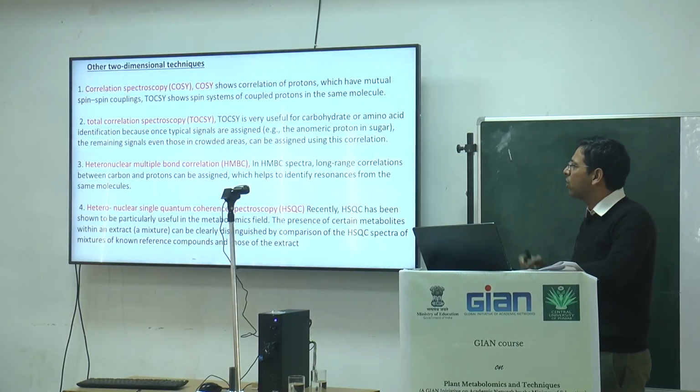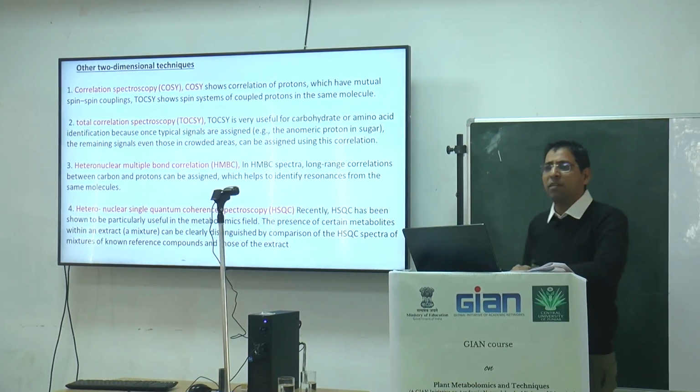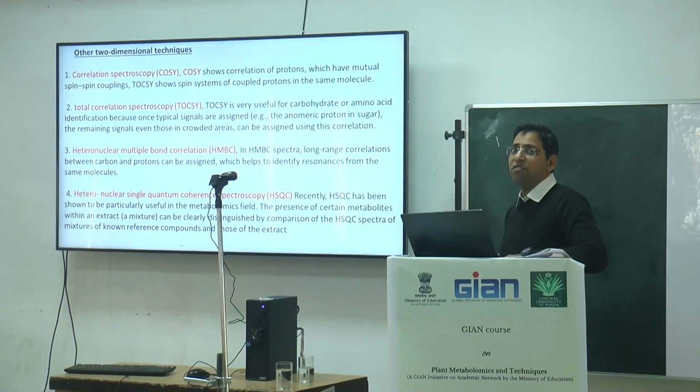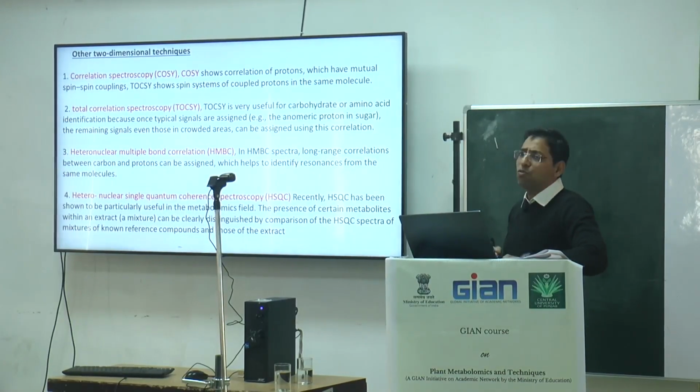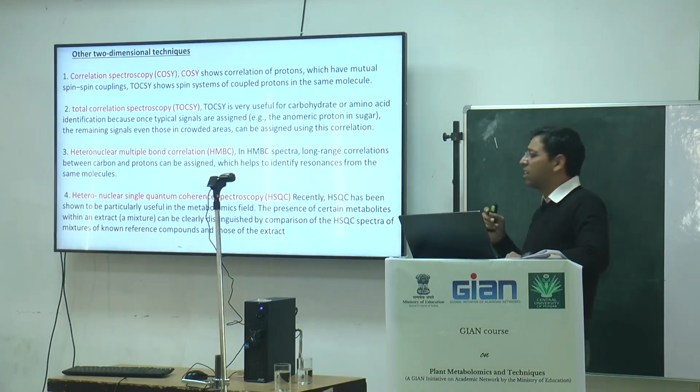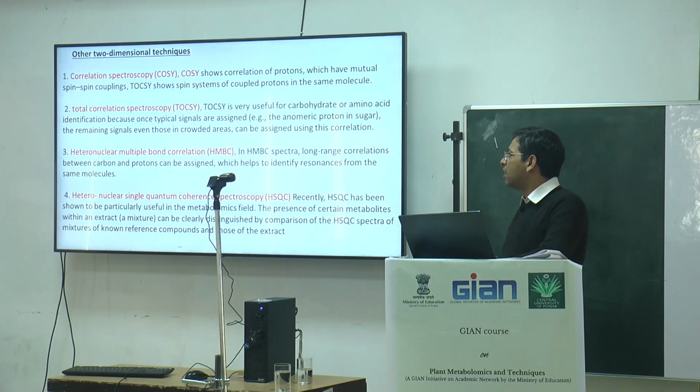Second is total correlation spectroscopy. The first one was labeled as COSY, the second was labeled as TOCSY. TOCSY is very useful for the carbohydrates and the amino groups. It identifies typically one typical signal as an assigned one, just like the anomeric hydroxy group that is present in the sugar. The remaining signals we can identify even in the crowded area also, and we can use them for the correlation analysis.